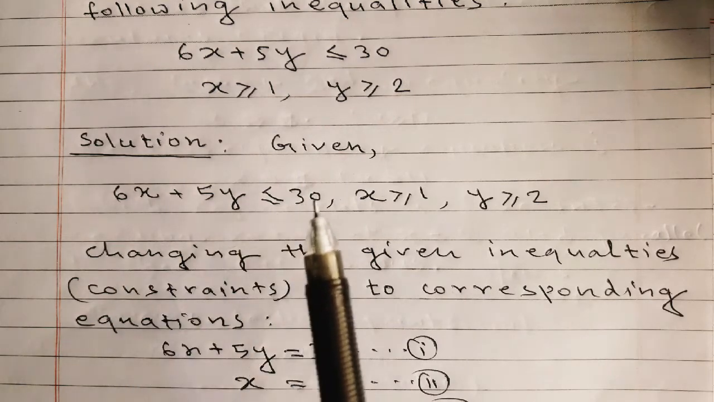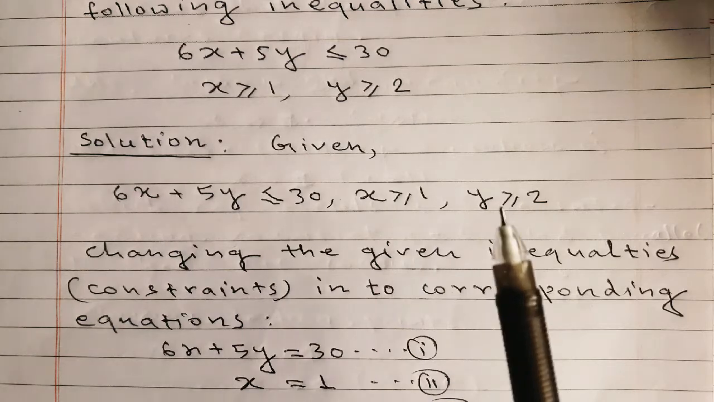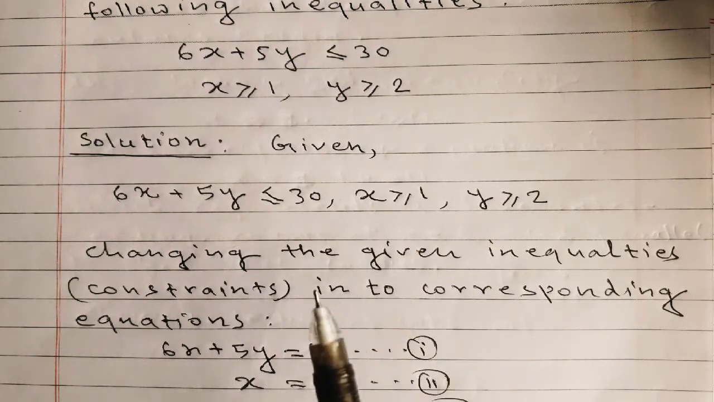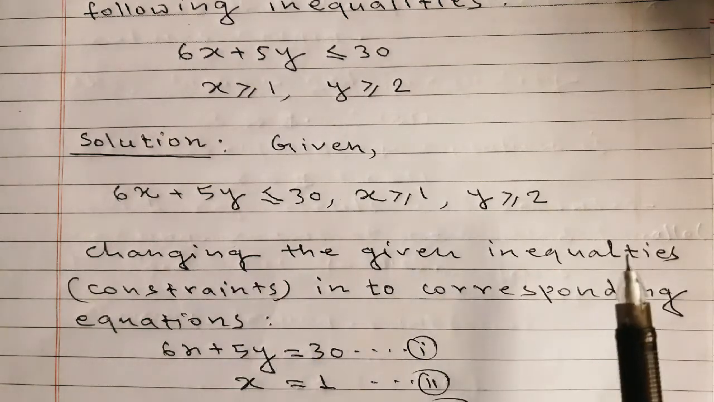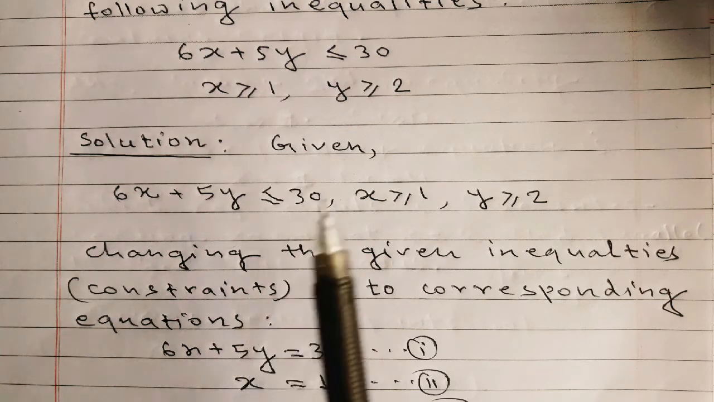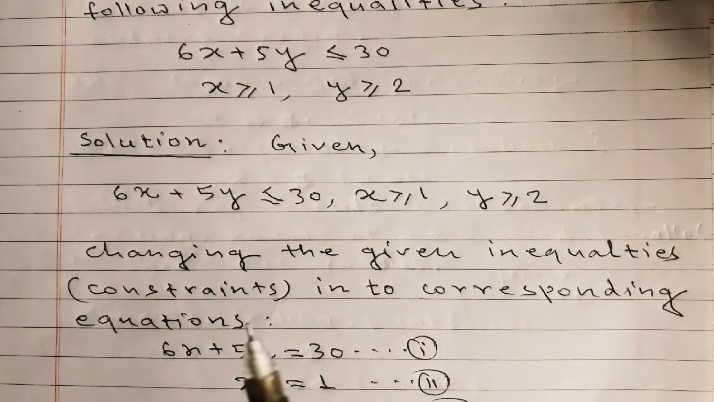So the first step of linear programming, or we can say the first step to draw the graphs of the given inequalities, we have to change the given inequalities into their corresponding equations. Changing the given inequalities, we can say constraints also, that means conditions, into corresponding equations.